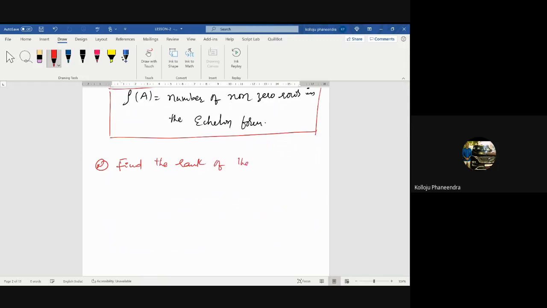Find the rank of the matrix A equal to 0, 1, minus 3, negative 1, 1, 0, 1, 1, 3, 1, 0, 2, 1, 1, minus 2, 0.